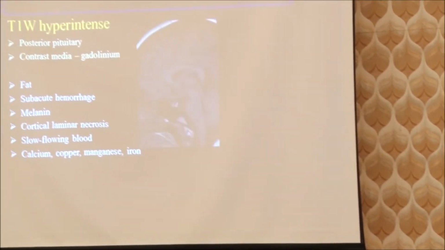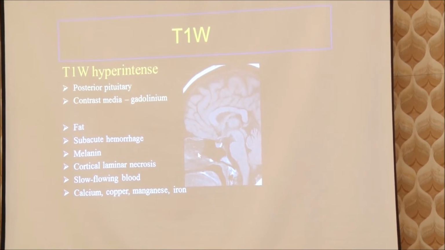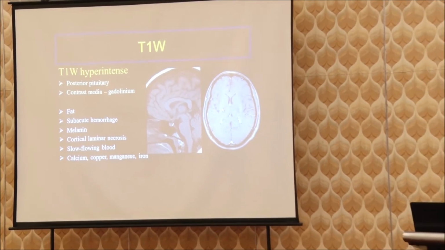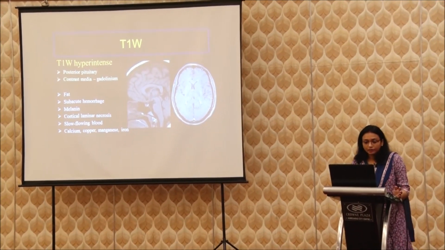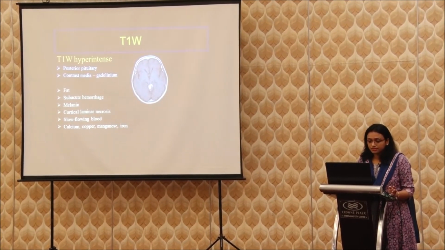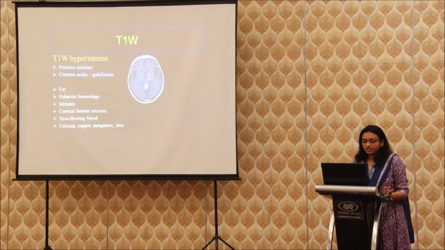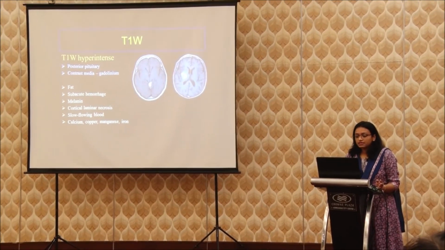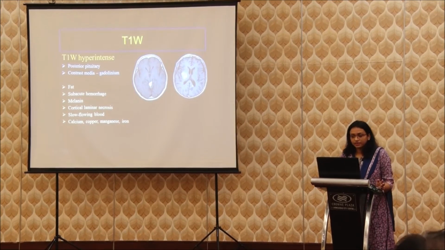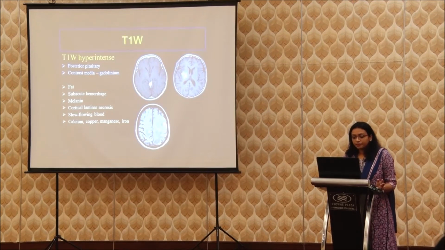The normal structures which are hyperintense on T1 include the posterior pituitary, which appears bright, and gadolinium contrast, which appears bright on T1 images. The abnormal structures which are hyperintense on T1 include fat. This is a case of quadrigeminal cistern lipoma, which appears hyperintense on T1. And this is a case of late subacute hemorrhage in the basal ganglia on the right side, which is hyperintense as well. This was a case of metastatic melanoma, where there are hyperintense metastases in bilateral brain parenchyma.